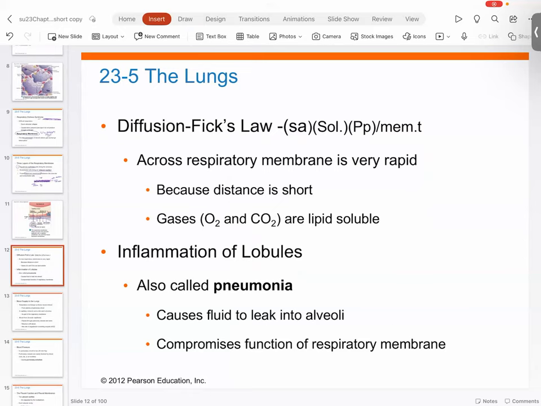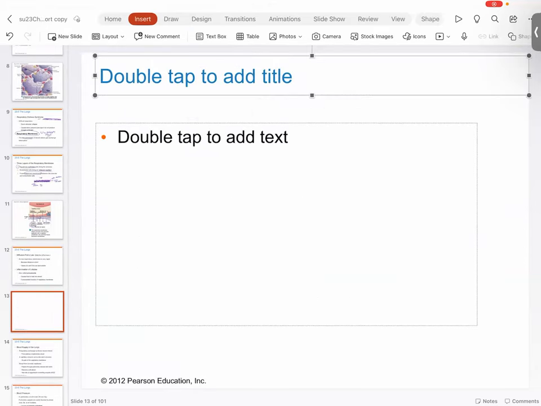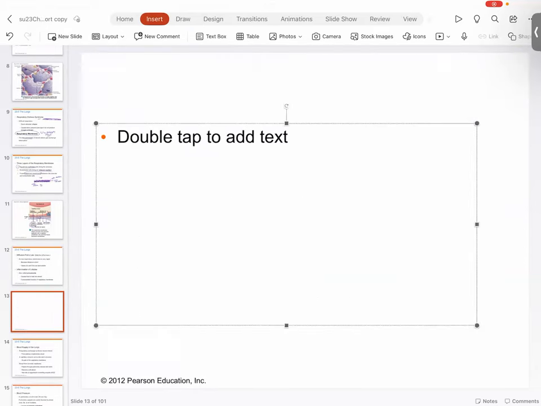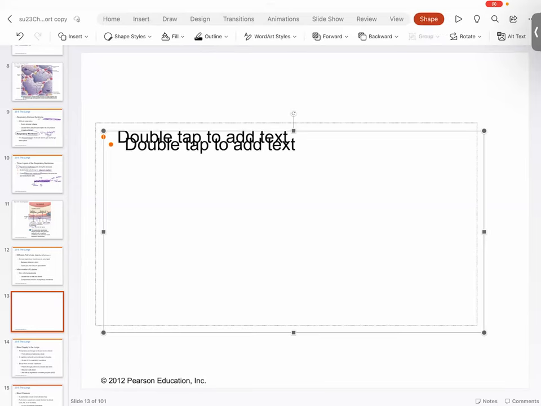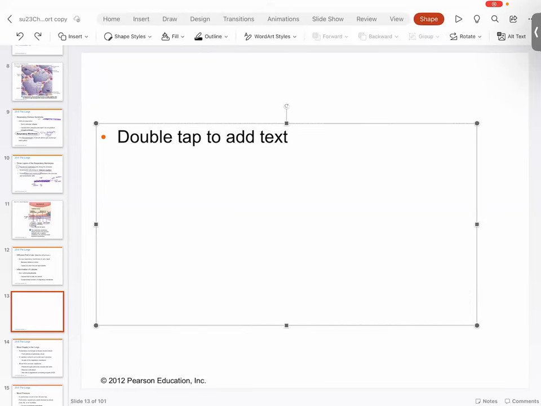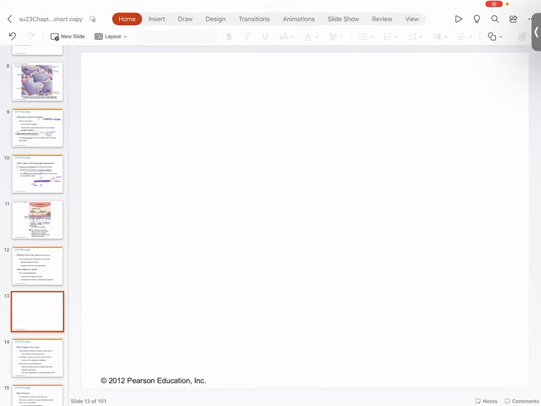Like I was going to say, I got myself distracted because I'm going to add a slide here. I know it's terrible. No, not duplicate, undo. Delete. Okay.